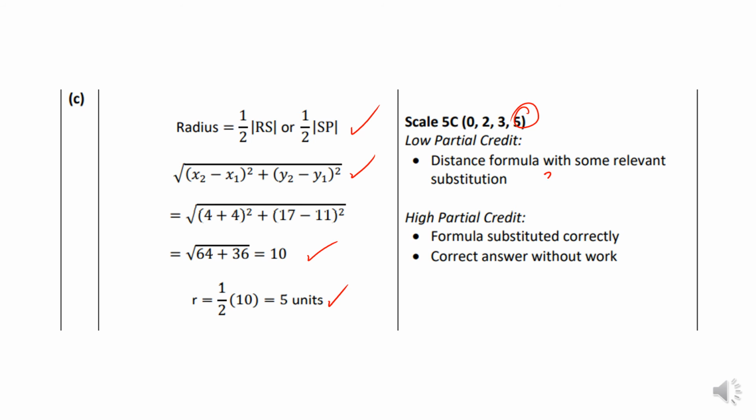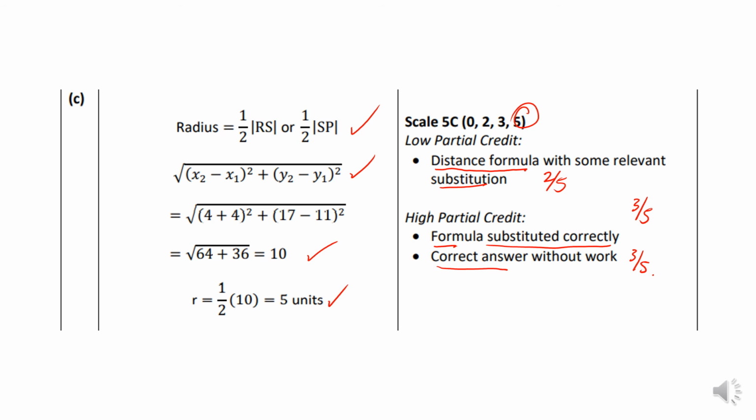Low partial credit, 2 out of 5 if you wrote down the distance formula and put in some correct numbers. 3 out of 5 if you did your distance formula with all correct numbers. And actually, if you wrote down the correct answer without work, you get 3 out of 5 as well. So always show your work.